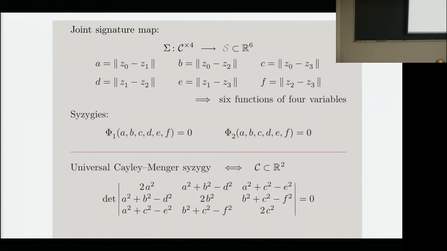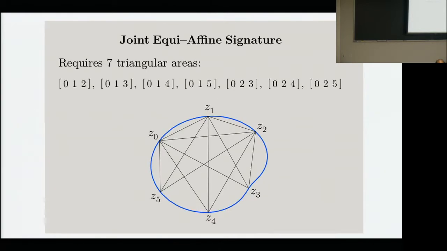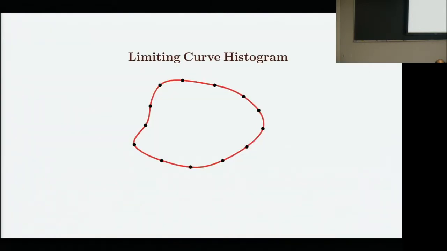So one of these is universal. The other one actually uniquely determines the curve up to equivalence, up to rigid motion. As I said, this hasn't been practically applied yet. There's area ones.